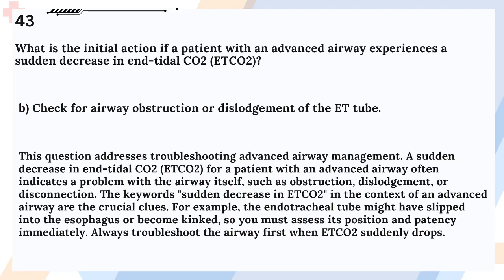The keywords "sudden decrease in EtCO2" in the context of an advanced airway are the crucial clues. For example, the endotracheal tube might have slipped into the esophagus or become kinked, so you must assess its position and patency immediately. Always troubleshoot the airway first when EtCO2 suddenly drops.